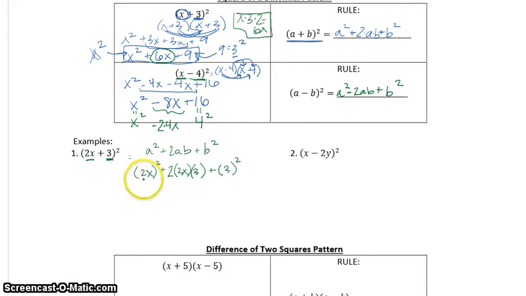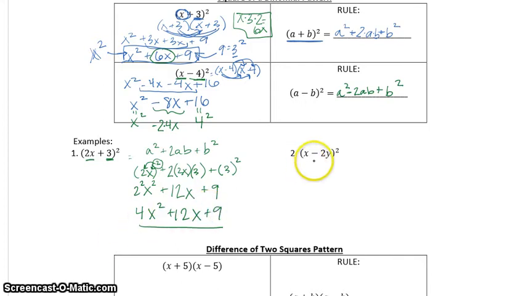We can simplify this. 2x squared, the exponent distributes to both parts in the parentheses, so we have 2 squared times x squared, plus here we have 2 times 2 times 3 gives us 12x. Then we have plus 3 squared is 9. Simplify this, we have 4x squared plus 12x plus 9.